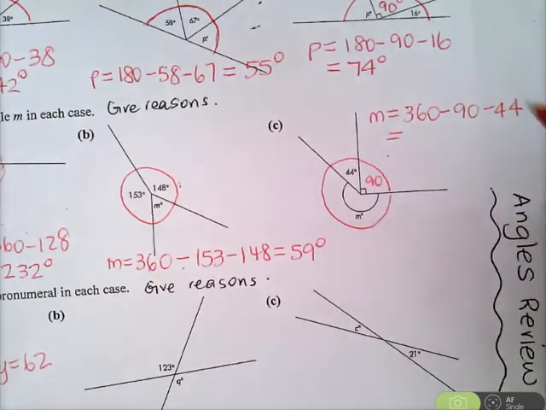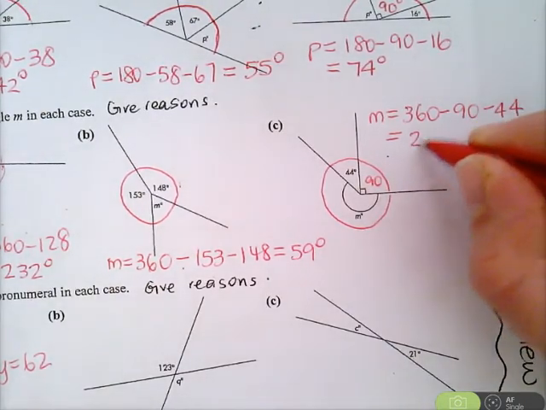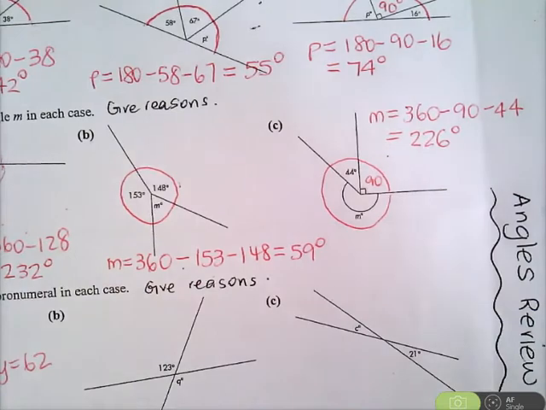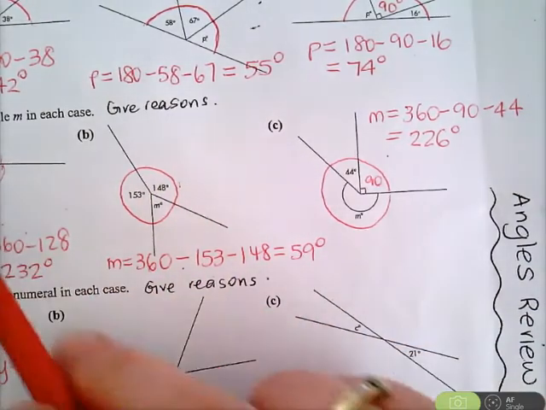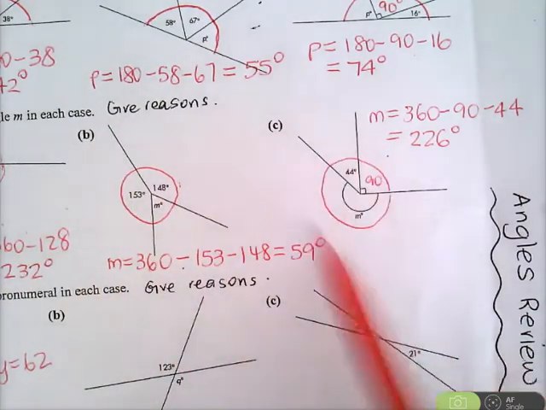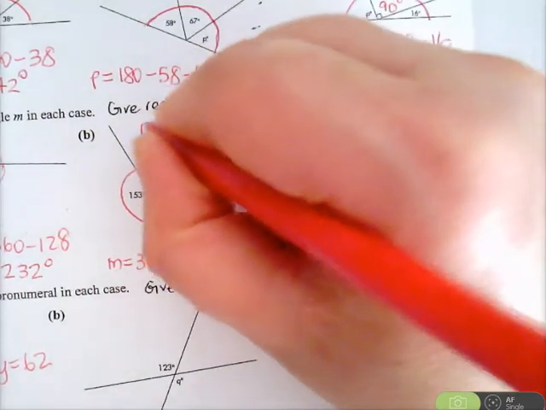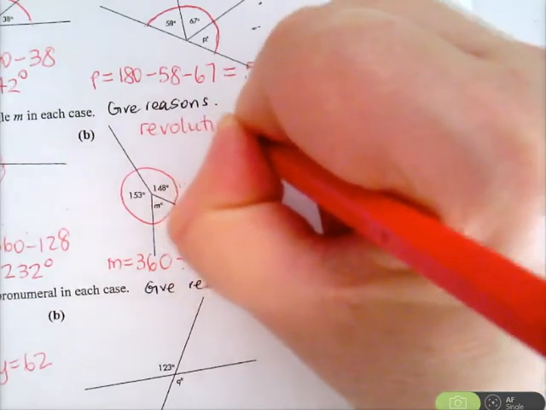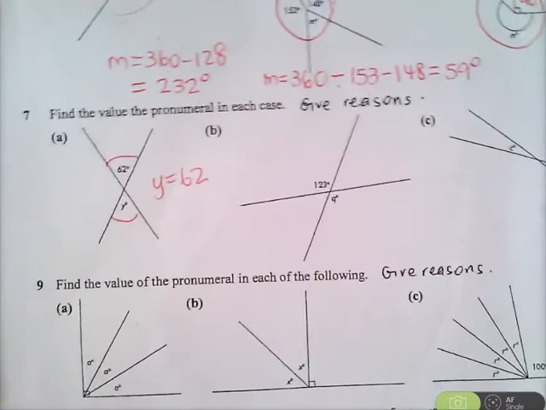And if you do that on your calculator, you will get 226 degrees. So the reason, it says give reason. So what's the reason that we use to work these all out? The reason is that we've got a revolution. Okay? Now, in question 7.